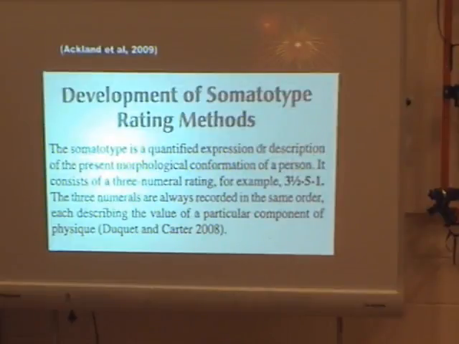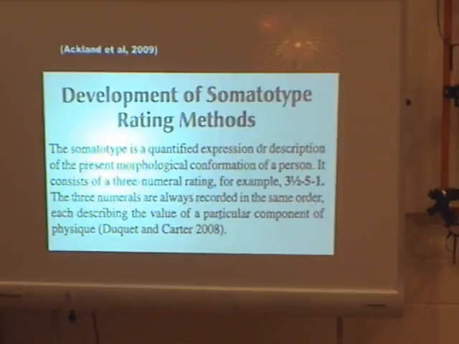So the somatotype is a quantified expression or description of the morphological shape of a person. It has 3 numbers that define it. The first one relates to the endomorphy, so the roundness. The second one is the muscular, so the mesomorphy. And the last one is the tall and skinny, the ectomorph. They're just different numbers on that scale.